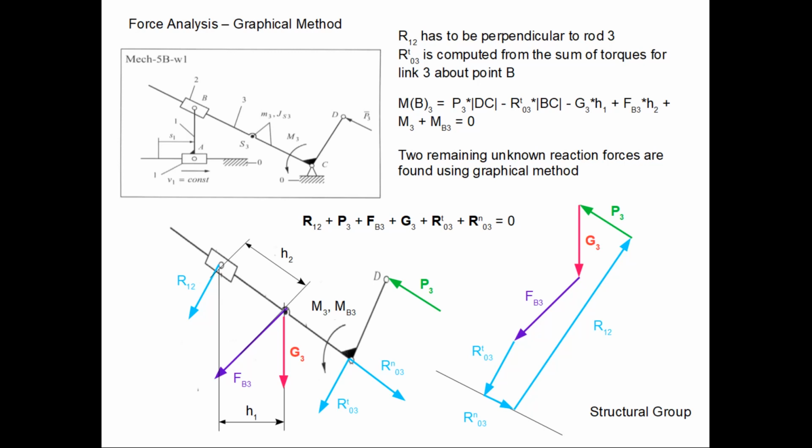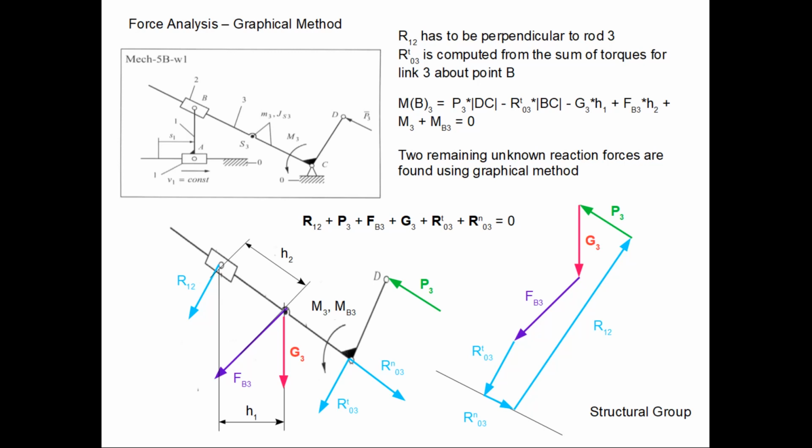So let's look at this structural group drawing and look at these three forces. You need to compute the moments of all of the forces acting on one of these elements with respect to the point which is common for these two elements. So you take link number 3, and you have to compute the torque of all of the forces acting on link number 3 with respect to point B, which is common for both link number 2 and link number 3.